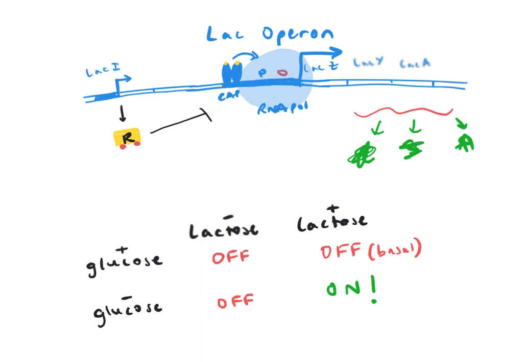This video is already long enough, so I'm not going to talk about how you can get activated CAP in response to reduced glucose. You can look back at your notes for that. But now let's move on to the repressible operon and see how that works.